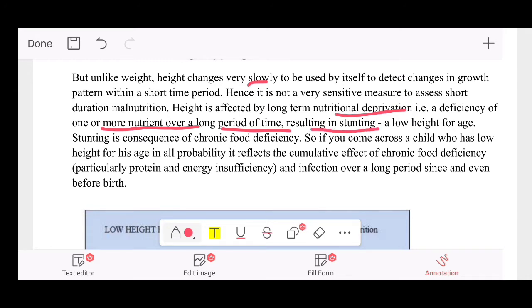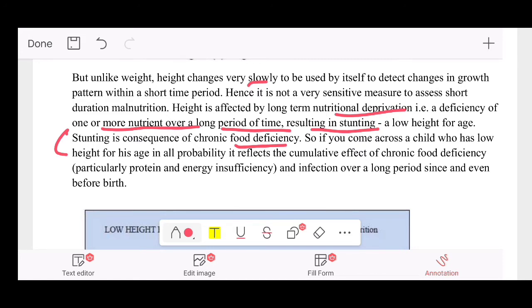Means if anyone does not take the proper amount of nutrition for a long period of time, then they will not become taller, that means their height will be stunted. Stunting is a consequence of chronic food deficiency, means it is caused only by food deficiency.